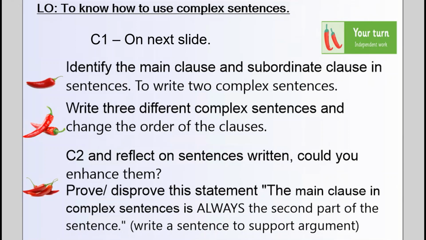And then Chili 3, I'd like you to do Chili 2. And then I want you to reflect on the sentences written. Could you enhance them? Could you make them any better? And then I want you to prove or disprove this statement. The main clause in a complex sentence is always the second part of the sentence. I want you to write a sentence, obviously, or use a sentence you've written to support this argument. Now, on the next slide will be the sentences that Chili 1 you need to write down for identifying the different clauses in the sentence. So here is Chili 1's sentences.